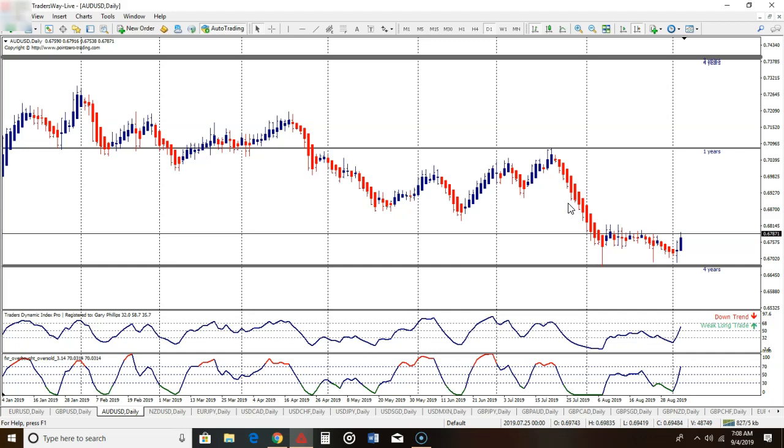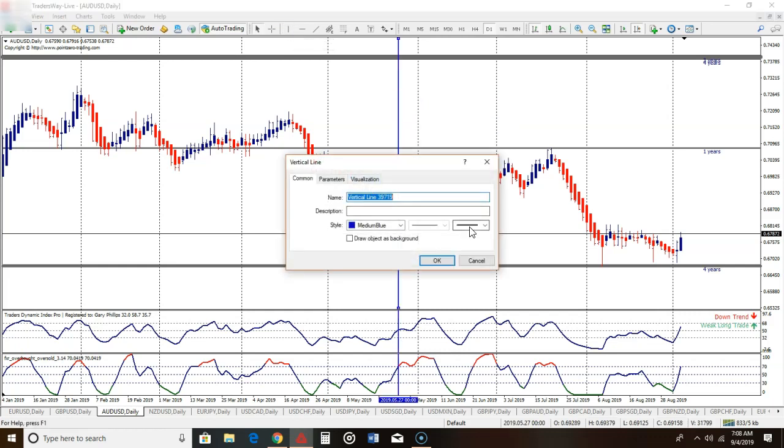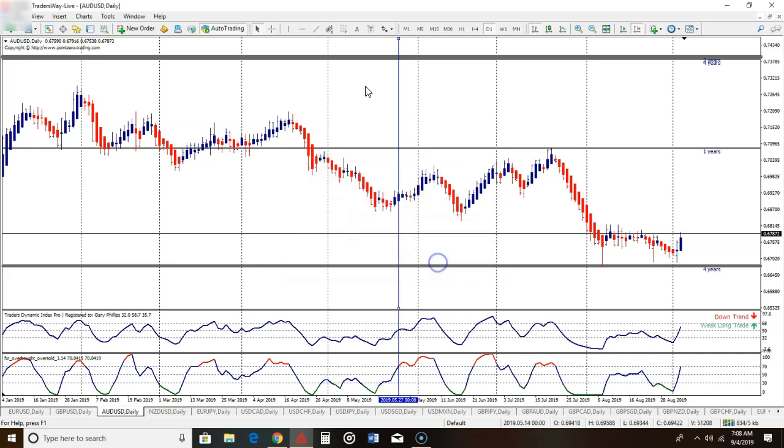Let me show you what would have happened in the market on this week alone. So today is Wednesday, September 4th, 2019. We're looking at the AUD USD. I'm just going to hop around to some pairs and show you guys what would have happened trading the new level strategy this week.